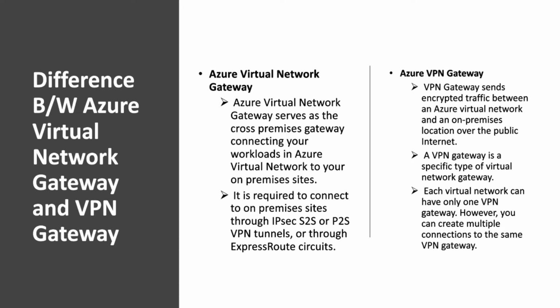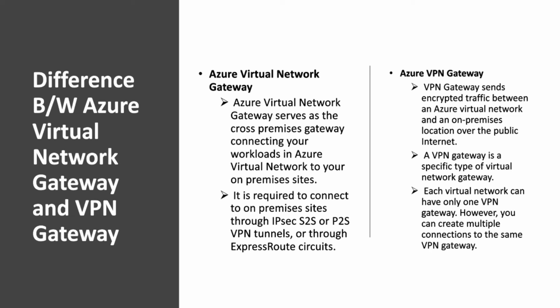So basically when we create a virtual network gateway, under that virtual network gateway we need to create a VPN gateway, which could be point-to-site, site-to-site, ExpressRoute or VNet-to-VNet. Those things we need to create. So before creating a VPN gateway, first we need to create a virtual network gateway so we can connect our on-premise environment to the virtual network in Azure.